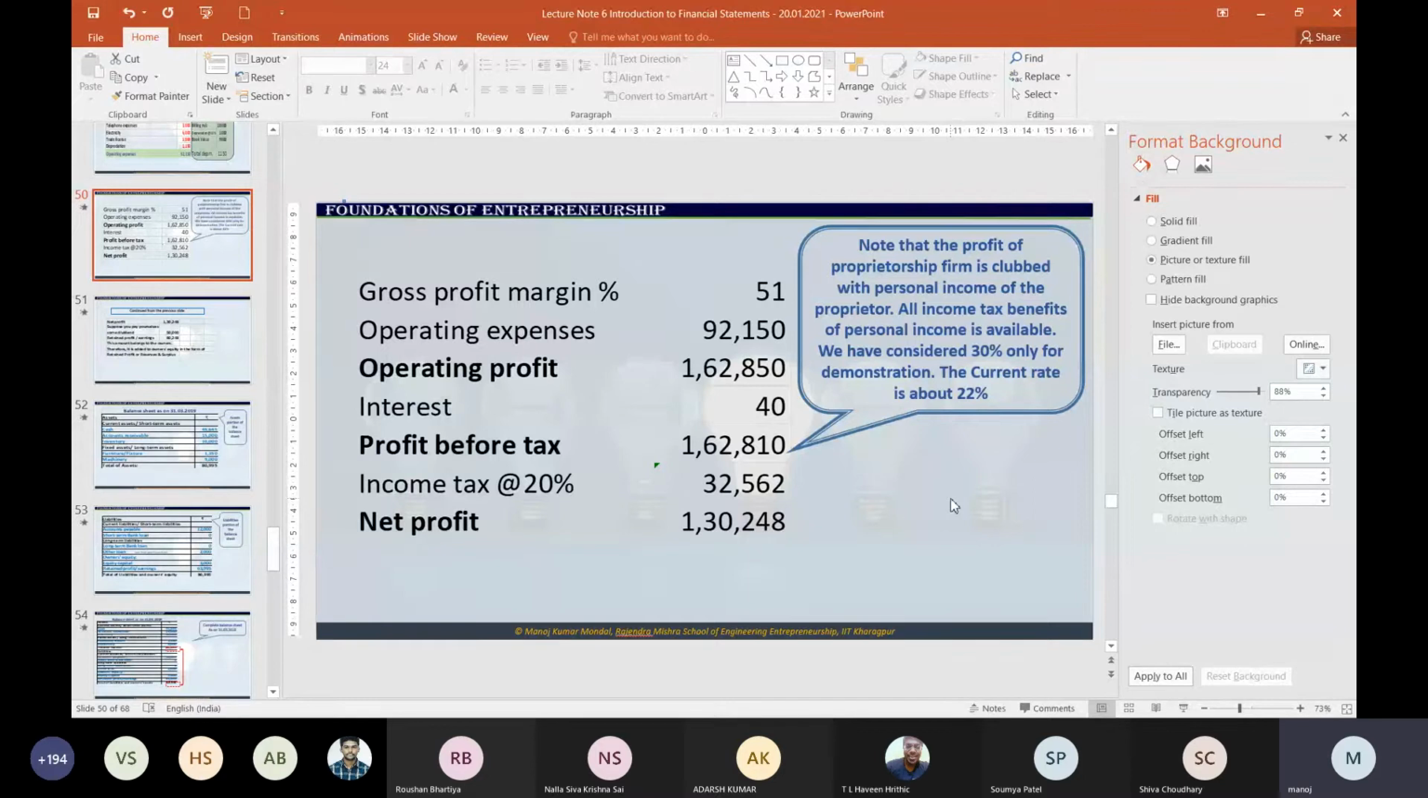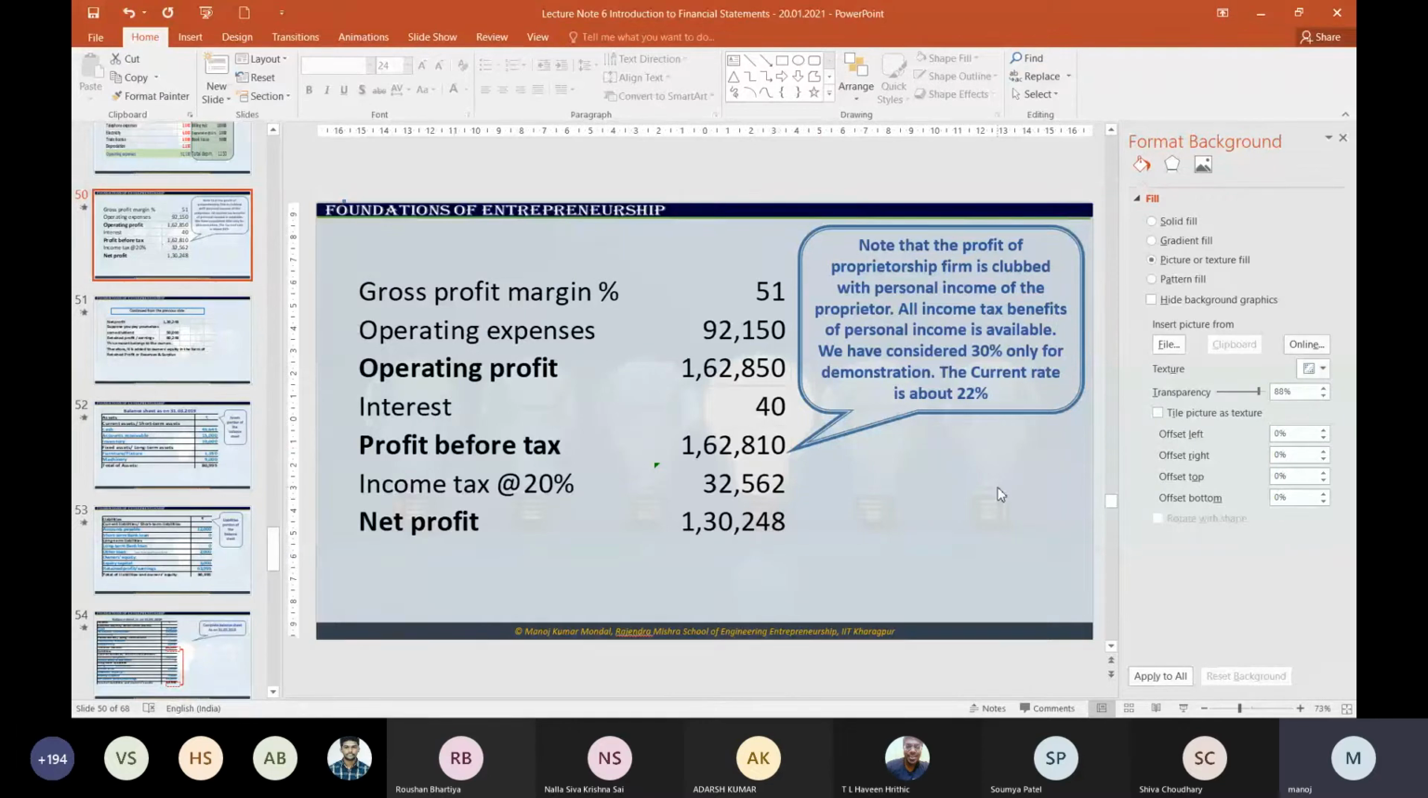So this is operating profit, and this is profit before tax. Now, for every profit, you can estimate a percentage, which is called margin. So what is operating profit margin? 1,62,850 divided by what? Not gross profit. Don't make this mistake. Divided by 5 lakh, that is sales. I said the denominator is always sales. Even profit before tax is 1,62,810, and the percentage is that divided by sales.